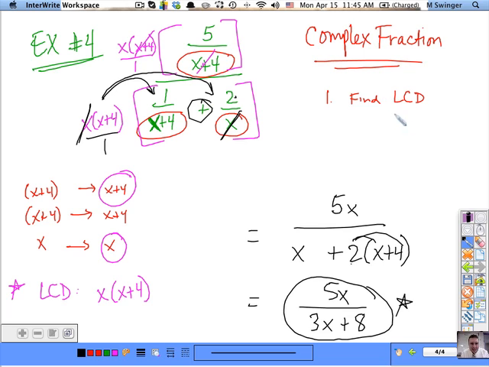Number 1, find the LCD. Number 2, multiply the LCD to the whole numerator and the whole denominator.